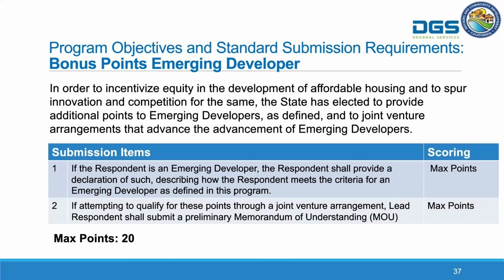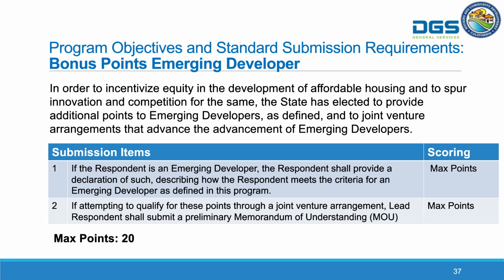So in order to incentivize equity in the development of affordable housing and to spur innovation and competition for the same, the state has elected to provide additional points to emerging developers as defined, and to joint venture arrangements that advance the advancement of emerging developers. There are 2 pathways to these points.